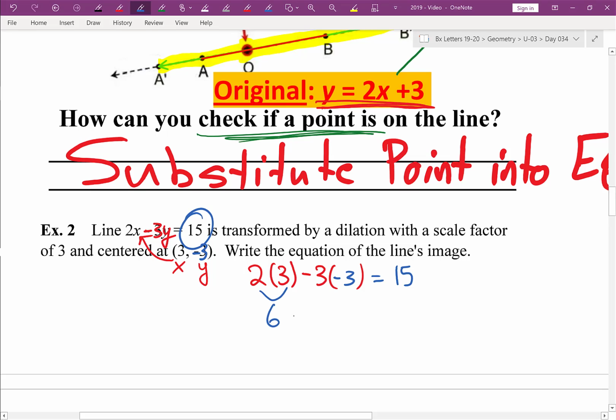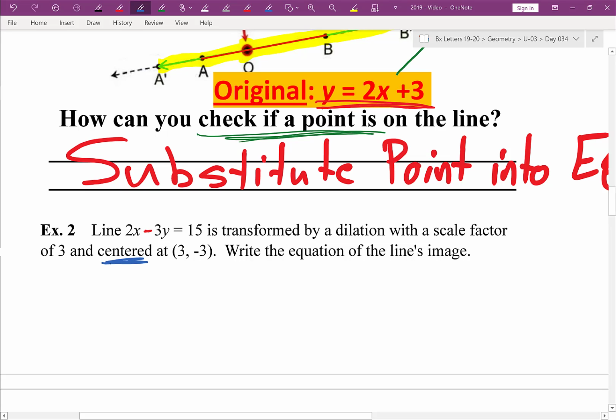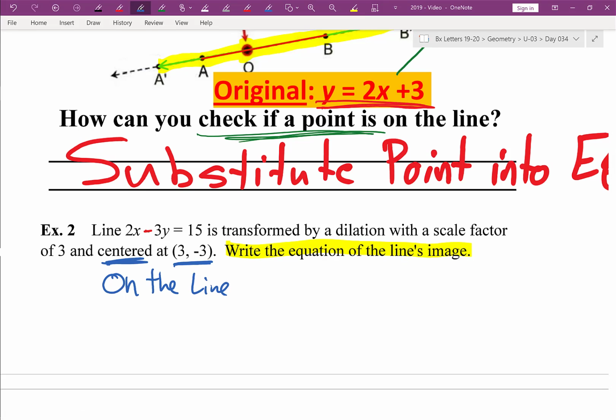If I do this math, that's 6. A negative times a negative is a positive. And yeah, in fact, 6 plus 9 is 15. So this is how you can verify that a point is on the line. And once you verify that your center of dilation is on the line, the answer to this question, write the equation of the line's image, it's literally the same equation.